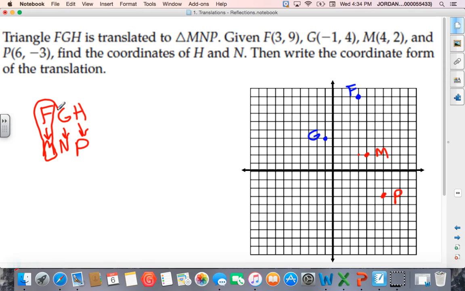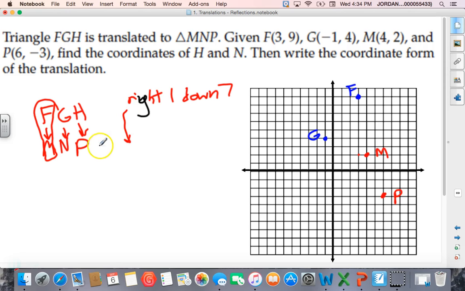So let's see what happened to F in order to make it M. So it looks like we went right 1 and down 1, 2, 3, 4, 5, 6, 7. Okay, so we went right 1. Somehow I just switched to black. That's okay. And back to red. Right 1 and down 7. Okay, so in order to go from here to this, we see we would go right 1 and down 7 in order to change from this one to this one, okay?